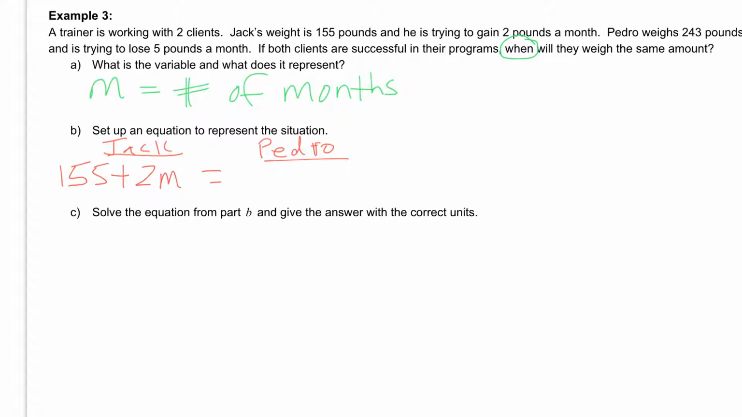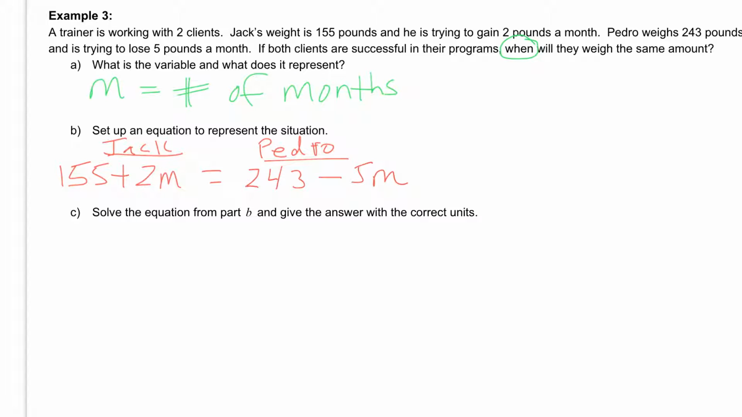So 2 times M. Now Pedro weighs 243 pounds right now, and he is losing 5 pounds a month. So if he's losing it, he's taking it away. So Pedro, we will start with the 243 that he weighs, and we are going to subtract the 5 pounds for every month, which is 5 times M.